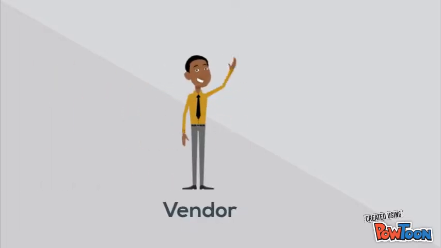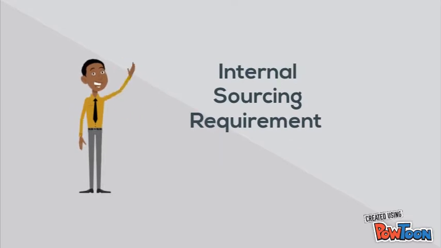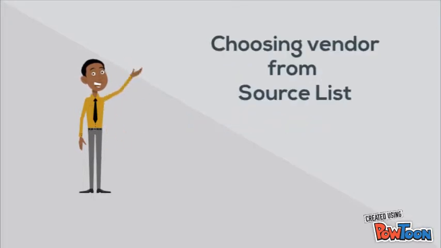There are several ways that a vendor can be selected. First, choosing from internal sourcing. It is possible that a plant within your firm could represent a potential source of supply for the material needed. Second, choosing a vendor for the source of supply from the source list. There are 3 ways to make the decision.